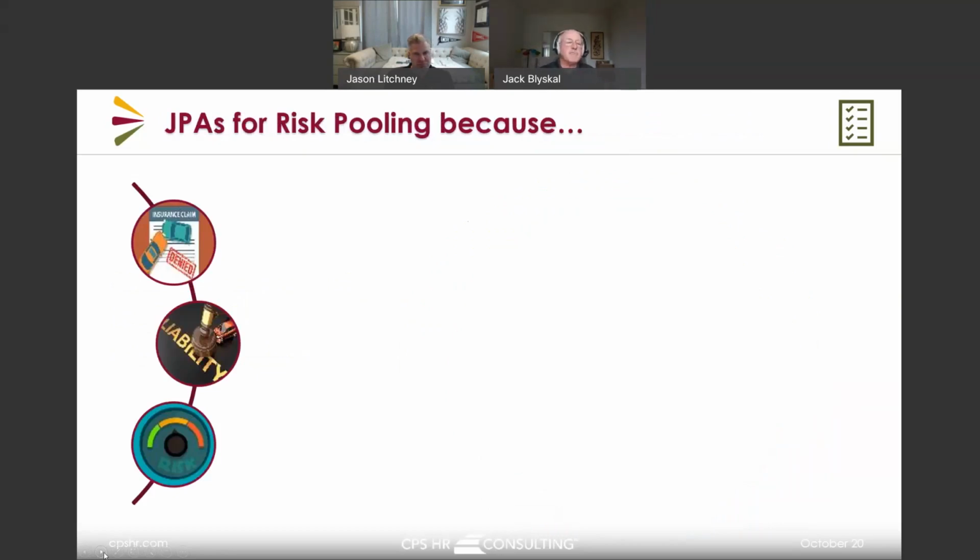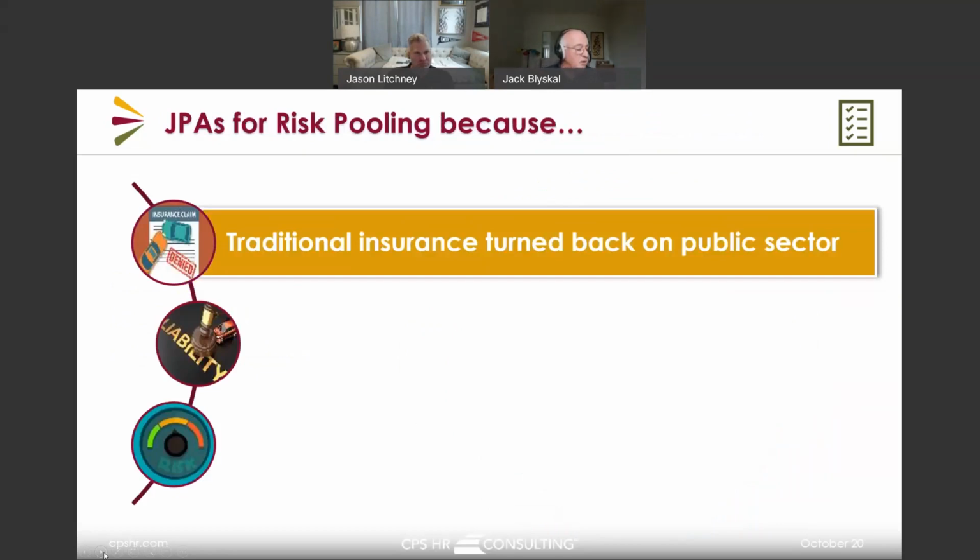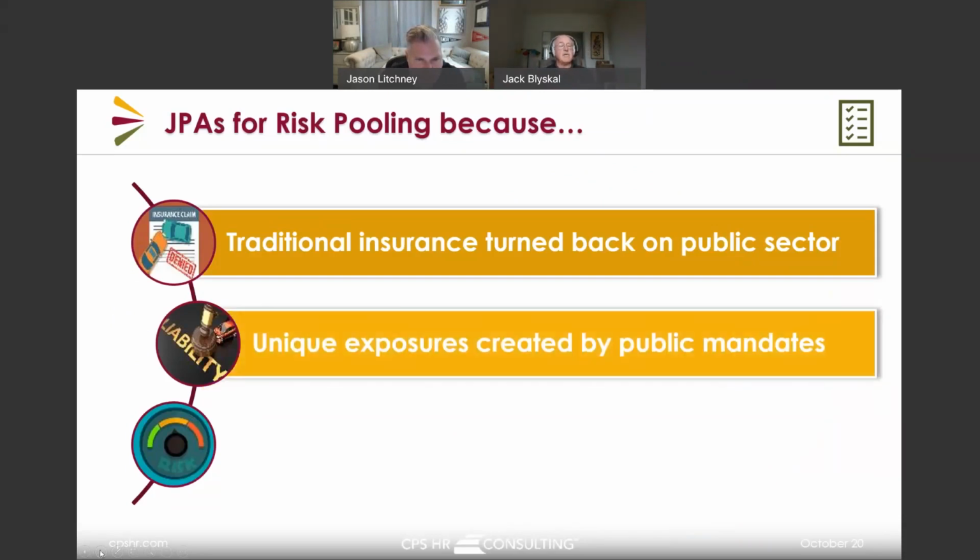I'm sure most of you are familiar with risk pools, and many of your risk pools are JPAs, Joint Powers Authorities. We use them because traditional insurance turned its back on the public sector back in the late 70s and early 80s. Insurance companies either wouldn't insure public entities, or they dramatically increased the cost. I heard of one entity down in Southern California who from year 1 to year 2 had a 6-fold increase in premium. This is where the insurance just wasn't available, and public entities started to get together to pool. Public entities have unique exposures.